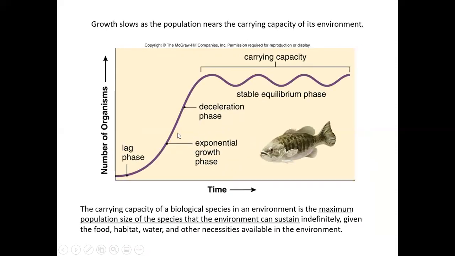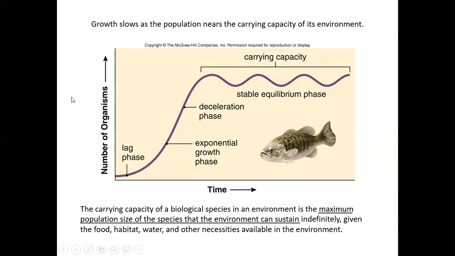So if you look at an overview of an entire growth curve, you always run into something here at the end called carrying capacity, okay? So as your growth curve reaches your carrying capacity, it'll actually slow down. So you start out with your lag phase, you start your exponential growth, and then at a certain point, you start to reach the carrying capacity. So carrying capacity is the number of individuals or biological species that an environment can maintain. Basically, it's the maximum population size of that species that the environment can sustain indefinitely.